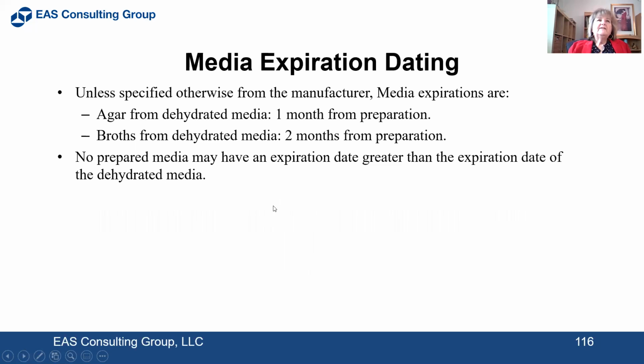So, expiration dating for media. Unless specified otherwise by the manufacturer, media expirations are: agar, that is dehydrated media, 1 month from preparation, and broths that are from dehydrated media, 2 months from preparation. No prepared media may have an expiration date greater than the expiration date of the dehydrated media. So you can't grab it the day before it's supposed to expire and then have another month out of it.